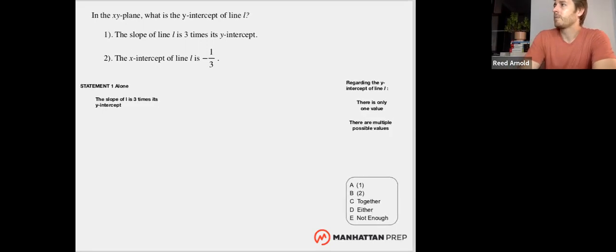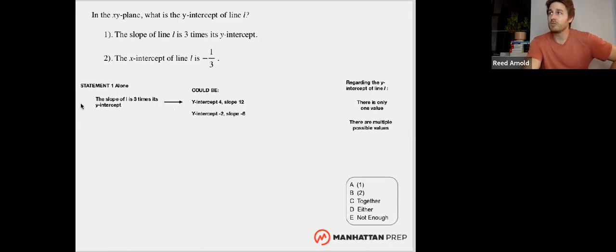So first off, this is back to a value question. There are two possible outcomes to the situations we're analyzing: there's one value for the y-intercept, or there are multiple possible y-intercepts. Those are the two possible outcomes that I'm curious about. I'm not given much up front. I just want to know what is the y-intercept of line L. Statement 1 gives me that the slope of L is 3 times its y-intercept.